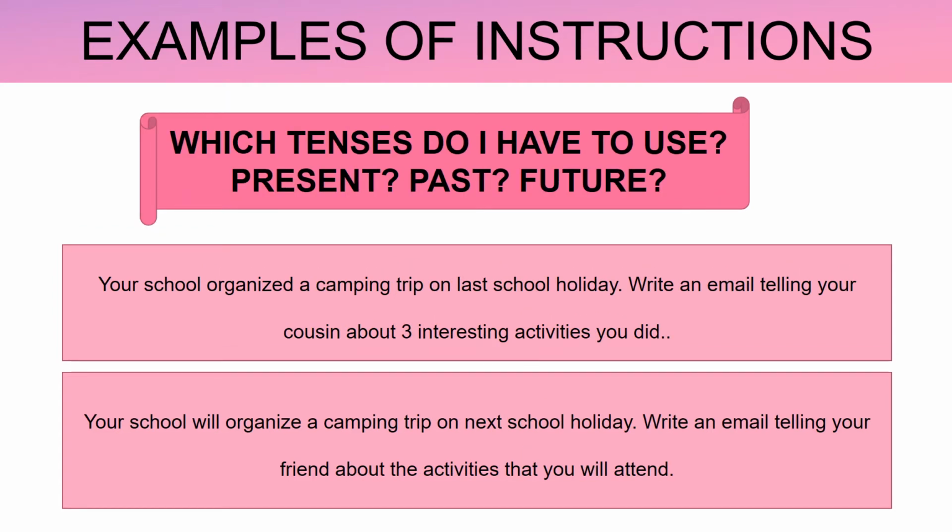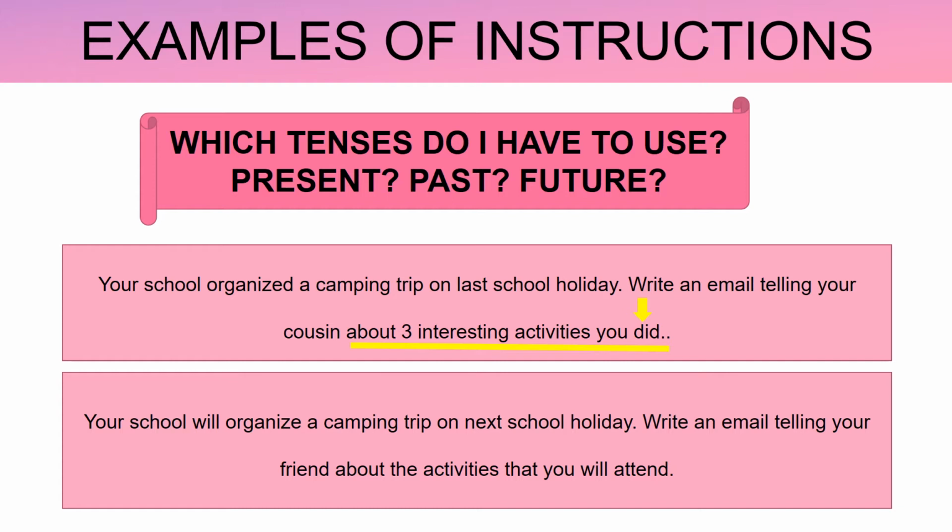And the third one is about the tenses. Which tenses do I have to use? Whether it is present tense, past tense, or maybe future tense. So not all questions you have to write using present tense. For an example: your school organized a camping trip on last school holiday. Write an email telling your cousin about 3 interesting activities you did. So you have to write about 3 interesting activities you did, and that's the word did over there. So did is the past tense form for do.